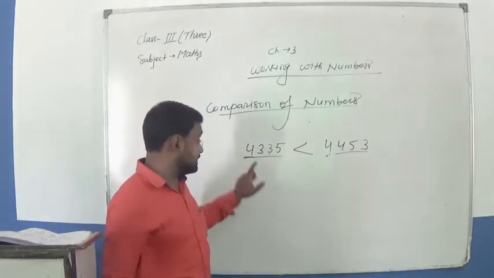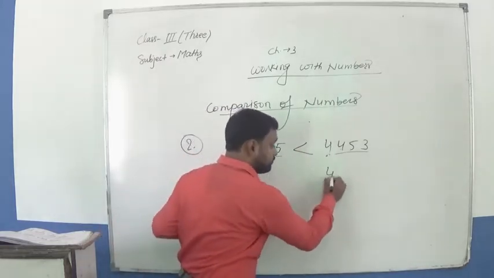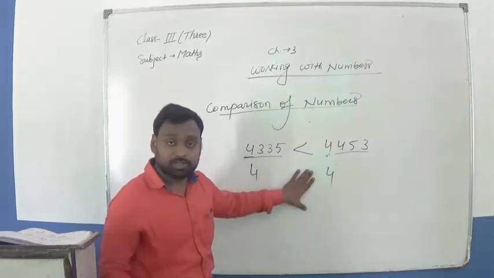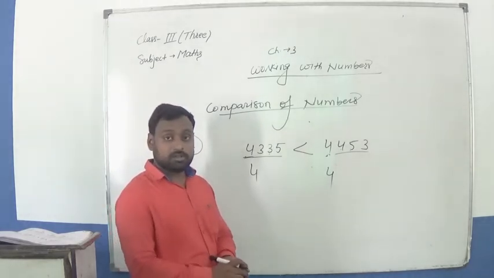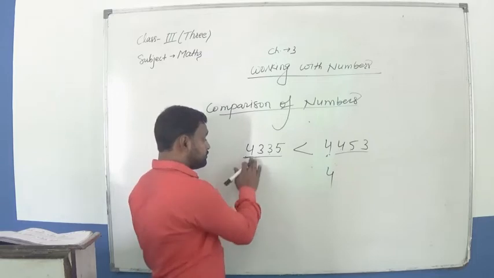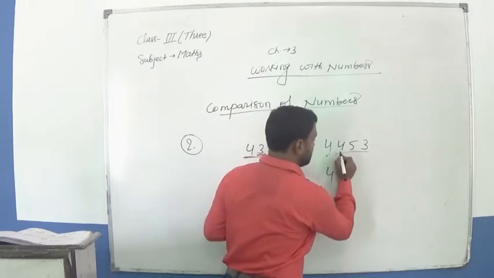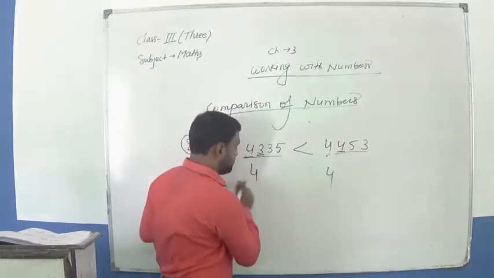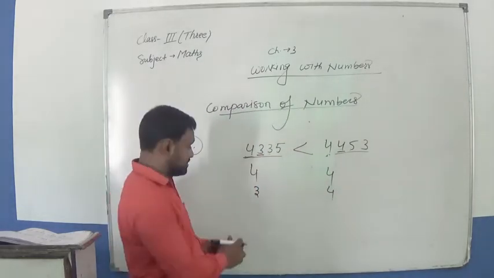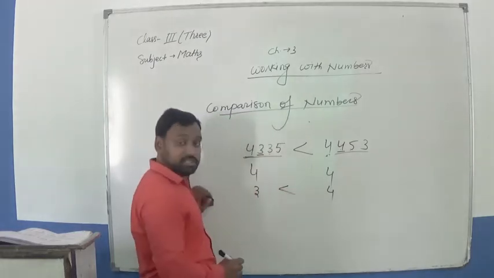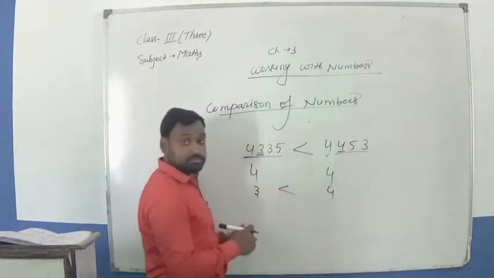Okay. Suppose we have the same digit at the first position, 4 here and 4 here. Both are equal, so we can't decide which is smaller and which is greater. In this case, we just move to the next digit. The next digit is 3 here and 4 here. Now we can easily judge, 3 is less than 4, so this number is less than that number.